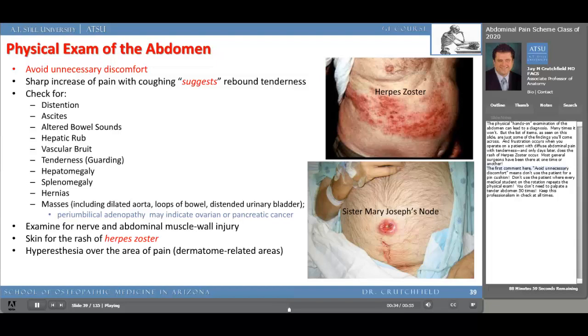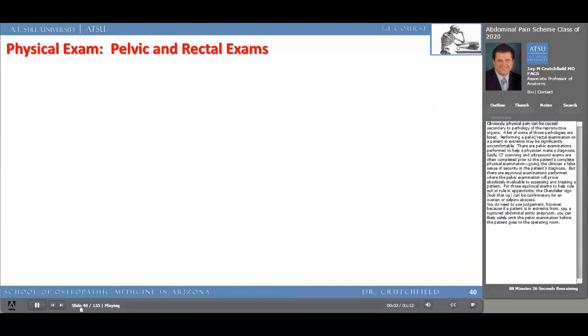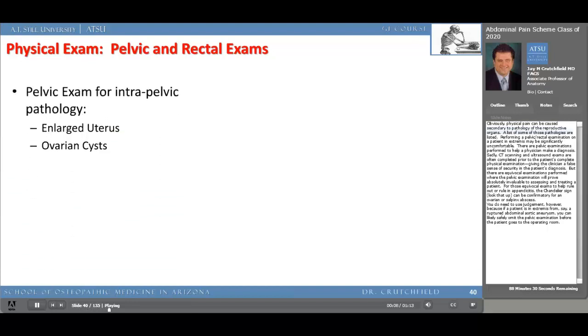Obviously, physical pain can be caused secondary to pathology of the reproductive organs. A list of some of those pathologies are given here. Performing a pelvic or rectal exam on a patient in extremis may be unnecessary and may be significantly uncomfortable. There are pelvic exams performed to help a physician make a diagnosis. Sadly, CT scanning and ultrasound exams are often completed prior to the patient's complete physical exam, giving the clinician a false sense of security in the patient's diagnosis. But there are equivocal examinations performed where the pelvic examination will prove absolutely invaluable to assessing and treating a patient.